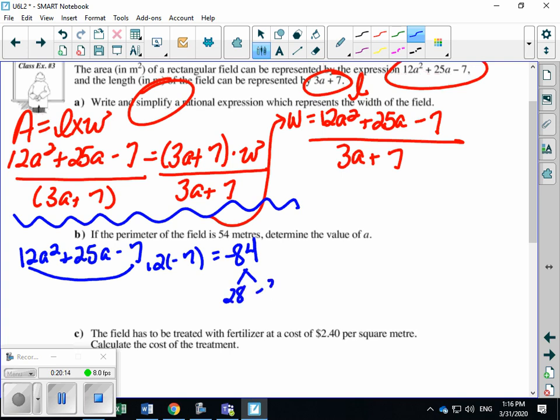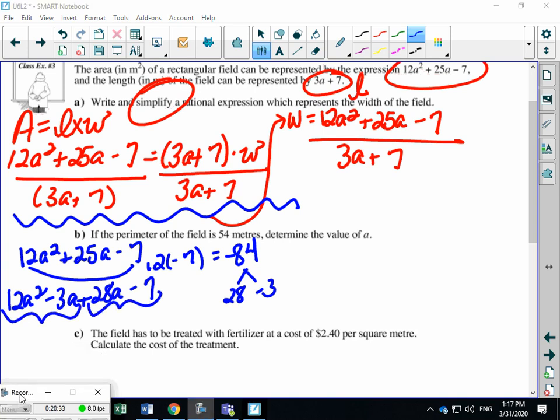So those are my two factors. So I'm going to group the 28 with the 7 and the -3 with the 12. So I'm going to write this as 12a squared minus 3a plus 28a minus 7. So what can I factor out of the first two terms? What can I factor out of the second two terms?